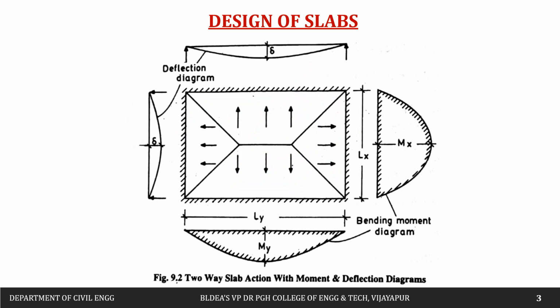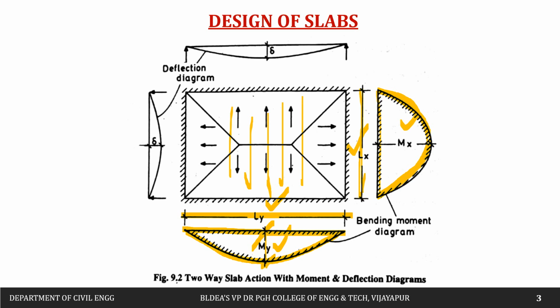If you see, this is Ly and this is Lx. Ly is nothing but the longer span, so the bending happens in this way, that is My. If you compare it with Mx, that is along Lx, you can see that larger deflection or bending has taken place. Why? Because along the shorter span we are going to have more movement compared to the longer span. Therefore the main reinforcement will be provided along the shorter span.